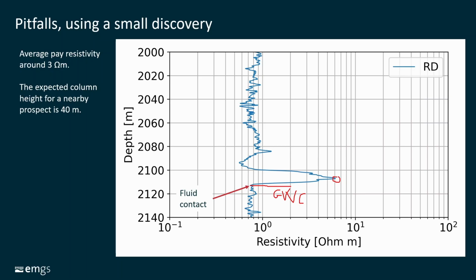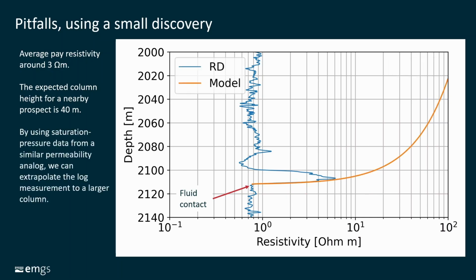In order to estimate what kind of resistivities we would have if we had a larger column, we would need to compensate, we would need to build a saturation versus height function to see where those resistivities would go. And we can build one like this. We take an analog and we create a saturation versus pressure function, and then we turn that into resistivity versus height. And the resistivity versus height function like this one would very well explain the 7 ohm meters that we measure here, about 3 or 4 meters above the contact.